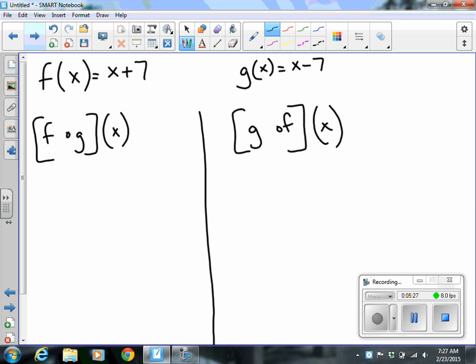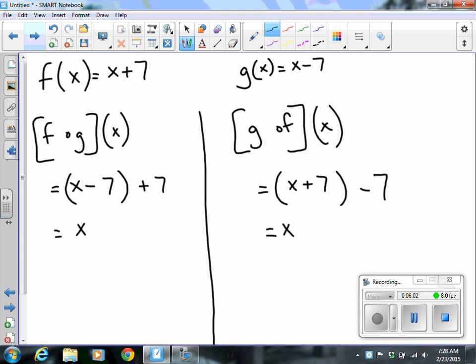All right, so for this first one, I'm going to plug in the g of x into the x plus 7. So I have x minus 7 plus 7. Well, notice the 7's just cancel, we get x. Go ahead and work on the second one. All right, so this one I'm plugging the f function into the g function. So I know it's something minus 7. It's x plus 7 in this case, which we know equals x. So the answer is yes, they are inverses.